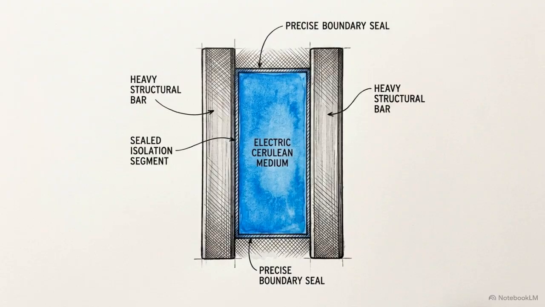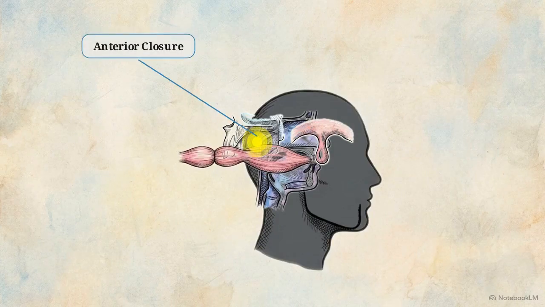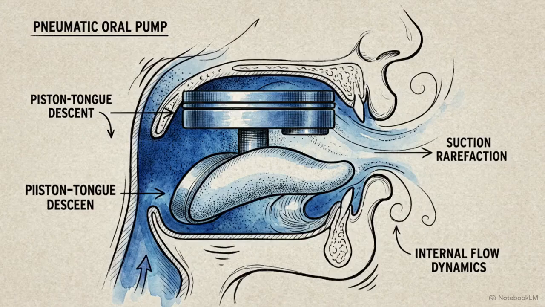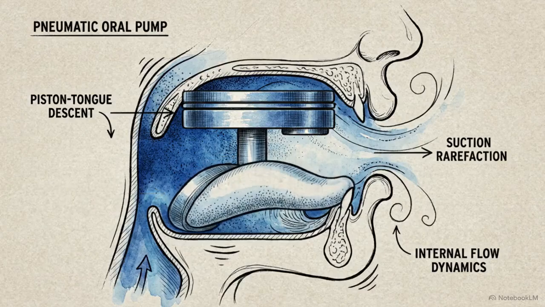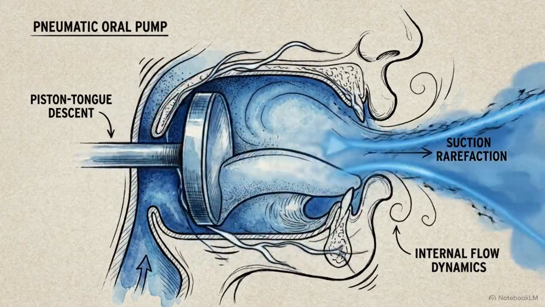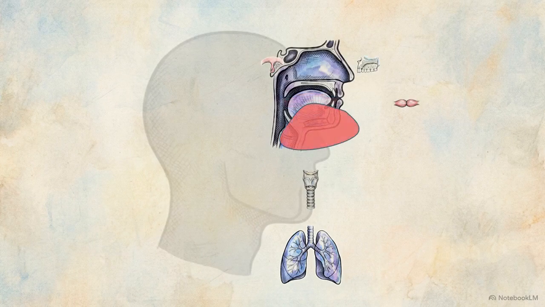This enclosed pocket is defined by two boundaries. An anterior closure is made by the lips or the tip of the tongue. Simultaneously, a posterior closure is formed by pressing the root of the tongue against the soft palate or uvula. In this configuration, the mouth acts as a pneumatic pump, generating acoustic pressure independently of the respiratory system. This is the four-step sequence to generate that pressure.